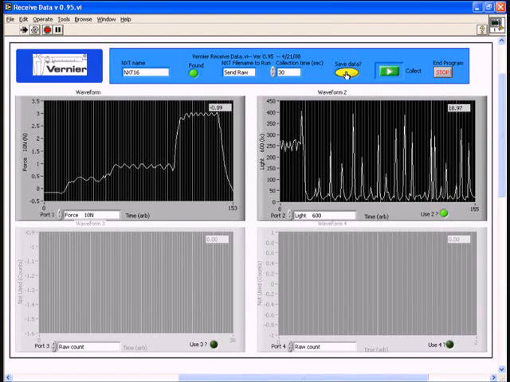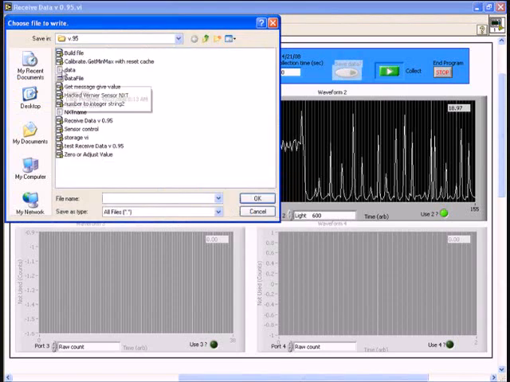After collection is complete, the computer can export the data to a text file for use in our Logger Pro software.